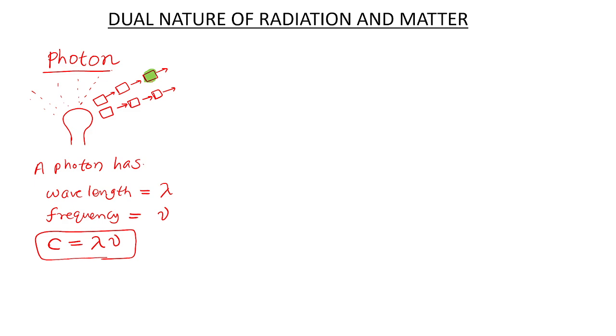For different radiations, lambda and mu will be different, but their product will be a constant. What is the value of c? c equals 3 into 10 power 8 meter per second. So this part is clear to you.